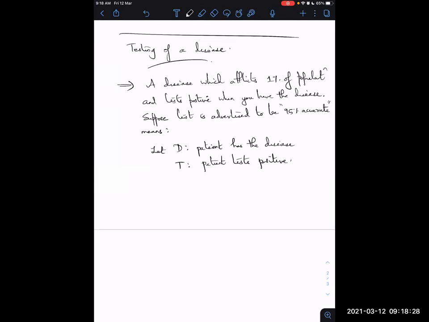When I say the test is 95% accurate, what I mean is the probability that the test is positive, given that the patient has the disease, is 0.95. Also, the probability that the test turns out to be negative when the patient does not have the disease is also 0.95. We need it positive when the patient has the disease, and negative when the patient does not. And you know that this disease only affects 1% of the population.